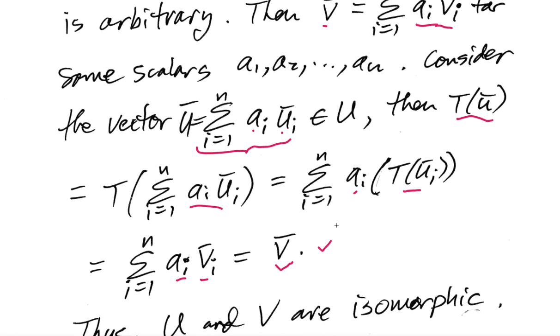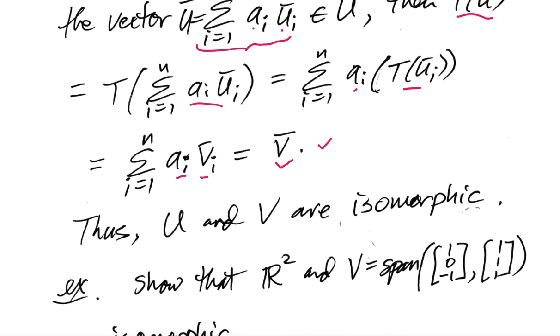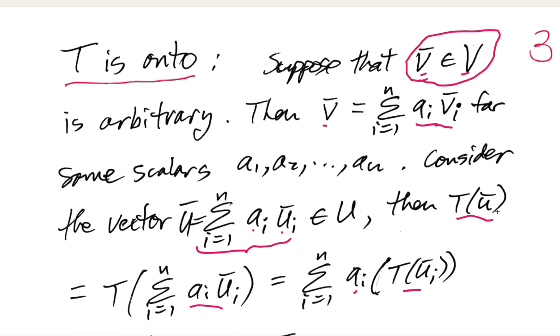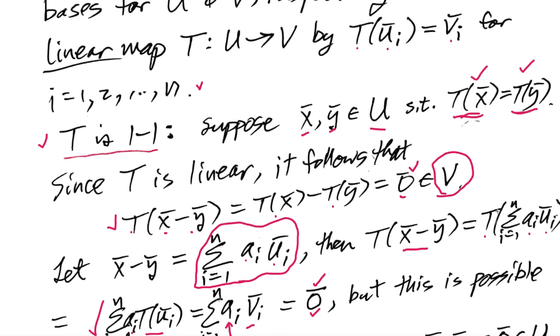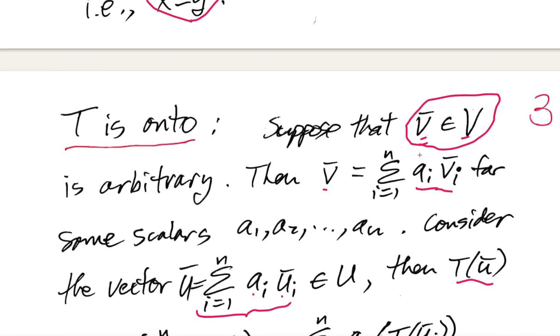Okay, so it's onto also. That means what? T is a one-to-one onto mapping, so that means that U and V are isomorphic. Okay, so that's all you need. That's pretty easy for two spaces to be isomorphic then, right? Essentially the same space. All right, let's come down here.